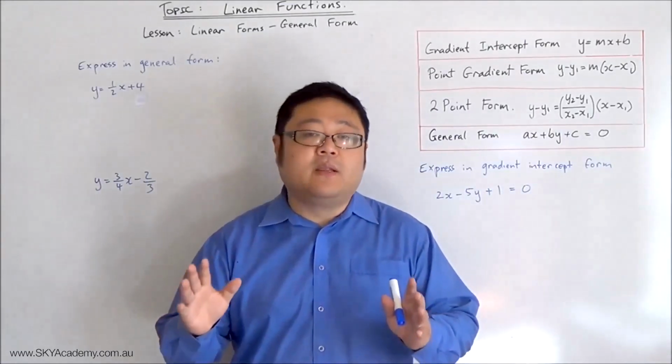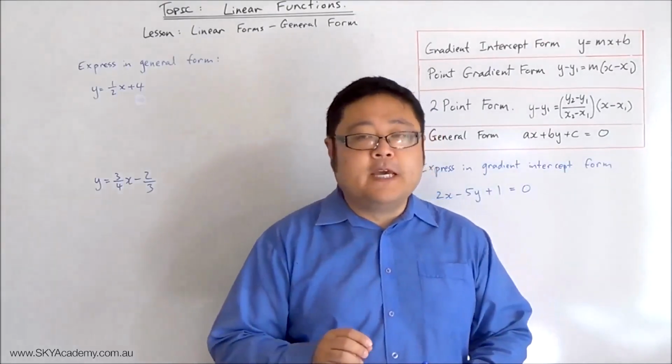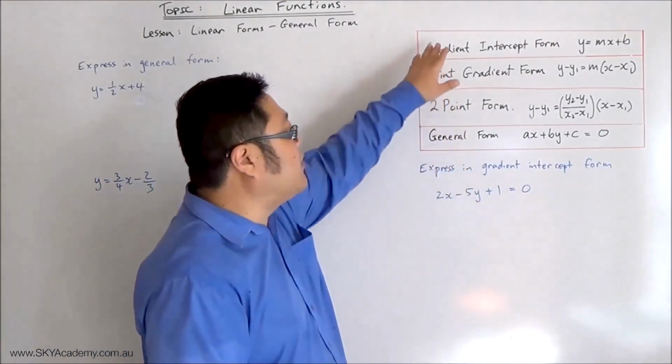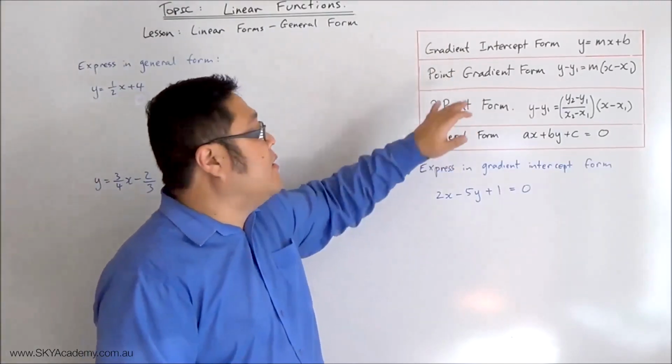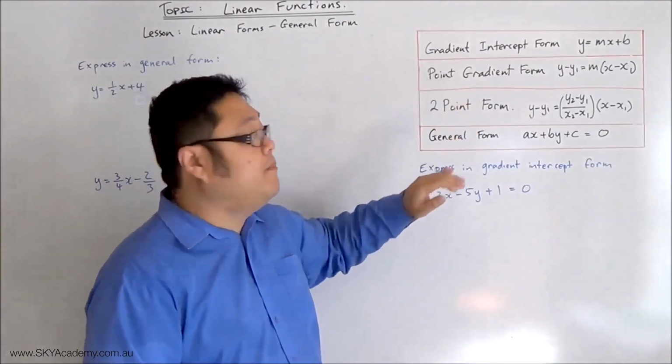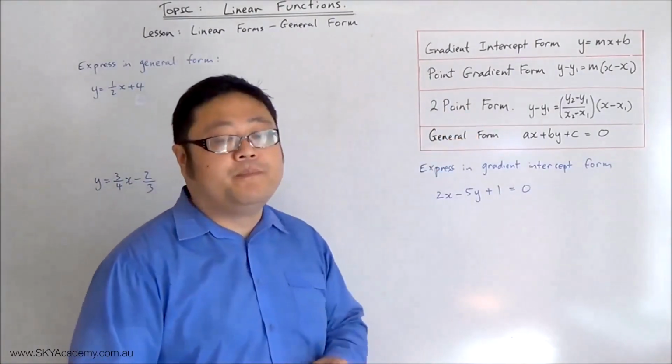We've been looking at linear functions, and in particular the different forms that linear functions can take. We've been looking at three forms in particular: the gradient intercept form, the point gradient form, the 2-point form, and now we're going to look at another form called the general form.